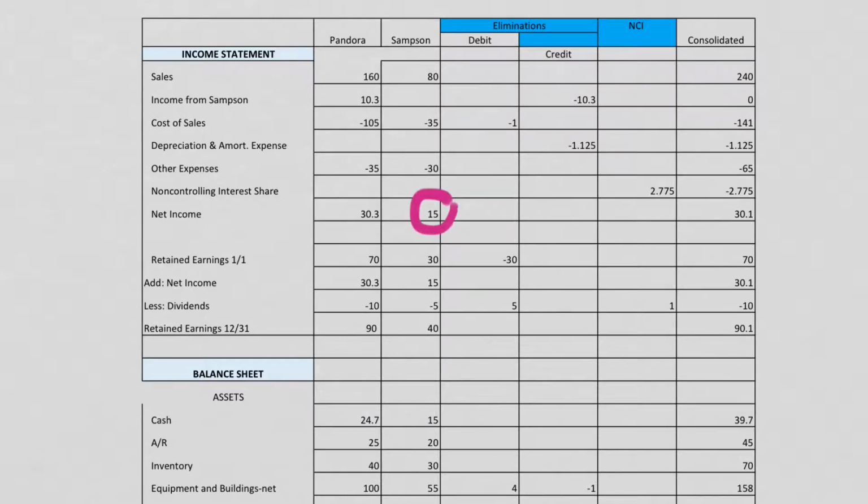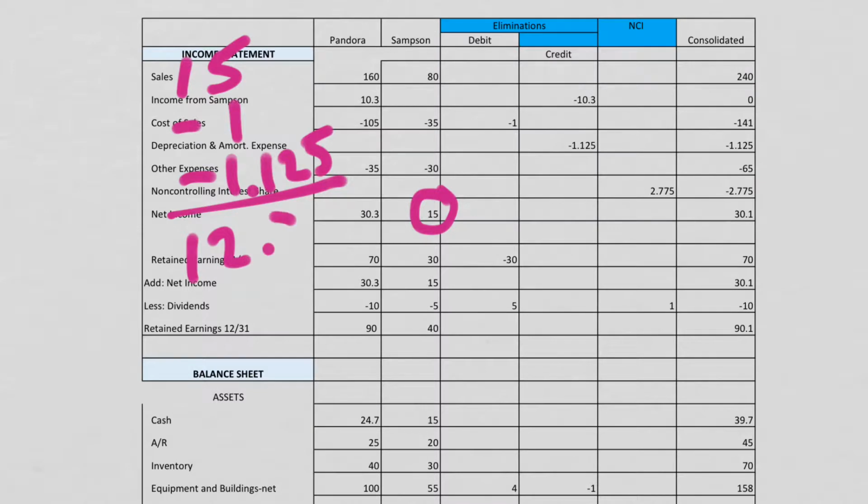Again, I start from the net income and make the adjustments: minus 1 for the inventory, minus 1.125 for the depreciation and amortization, and I'm going to get 12.875. If you don't believe me, then you should check my math, because I might be wrong. No, but it's 12.875.